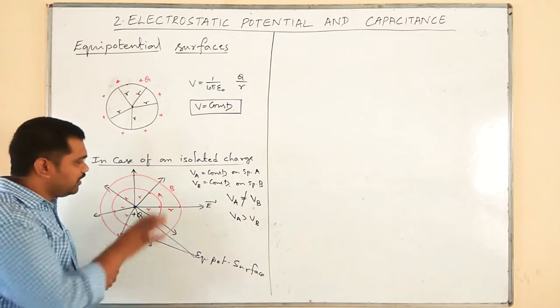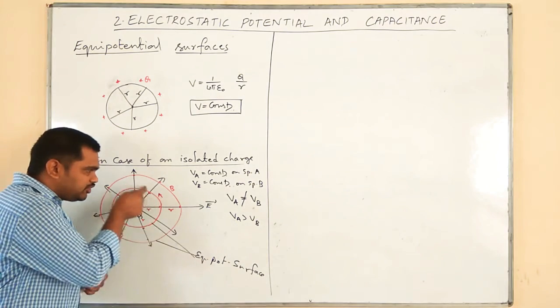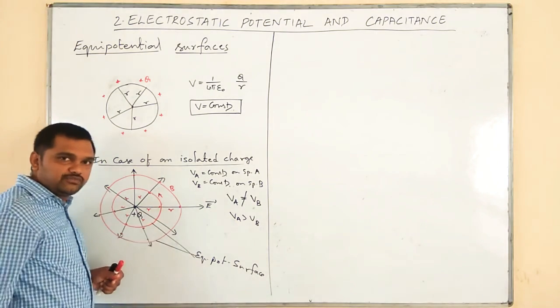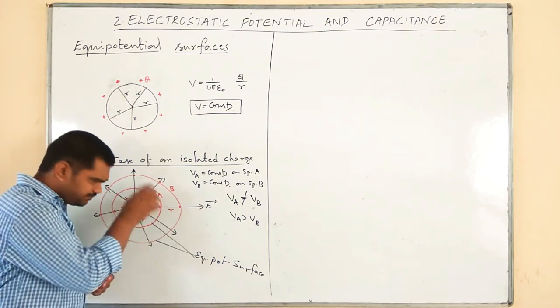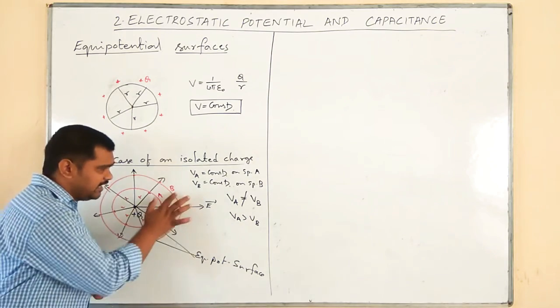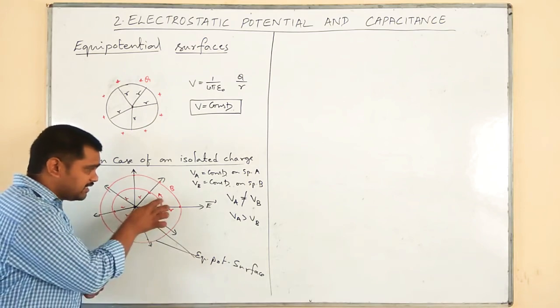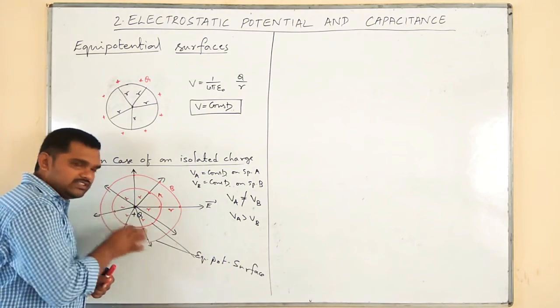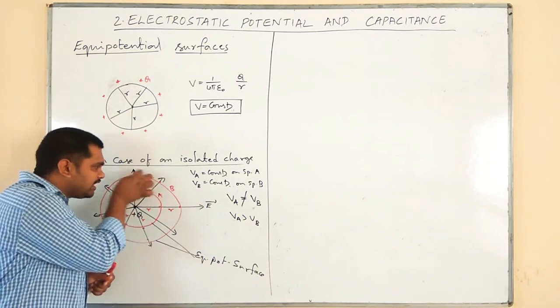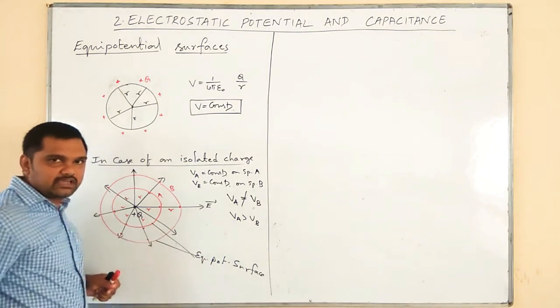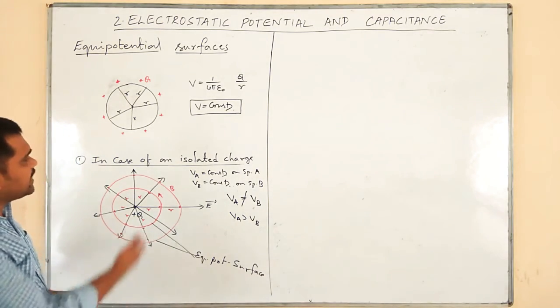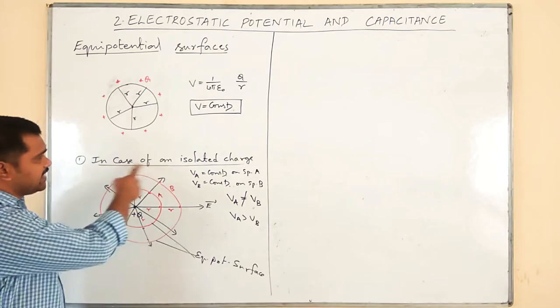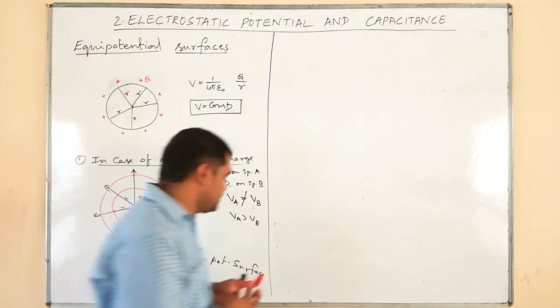Again, I will tell you, it doesn't mean that the potential of A is equal to the potential of B. Its potential is different, and its potential is different, but the potential is constant over this, and the potential here is constant over it. Okay, fine. So these are equipotential surfaces in case of an isolated charge.